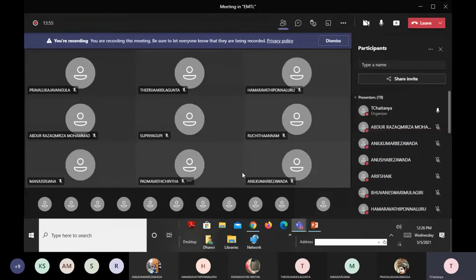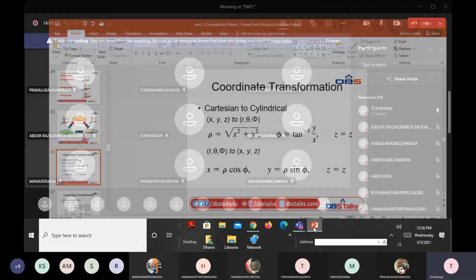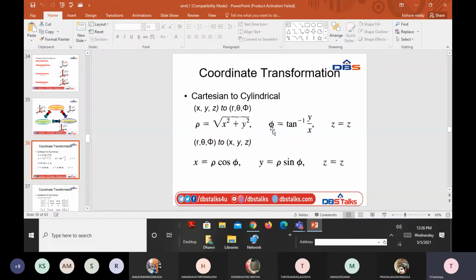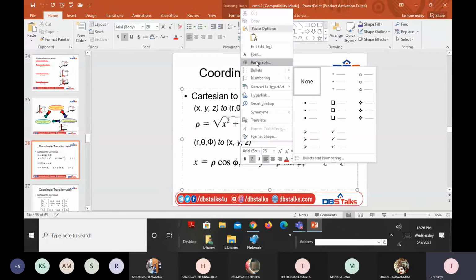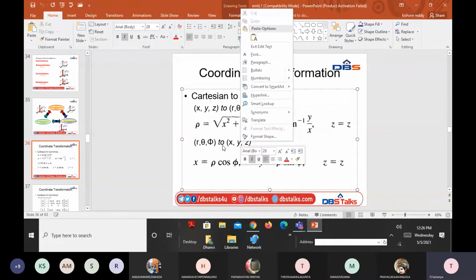So are you getting the formulas? Sir. Yeah. I have considered Cartesian coordinates. My aim is to convert from Cartesian to cylindrical, and here, cylindrical to Cartesian. So right, these are the formulas. See the next slide.